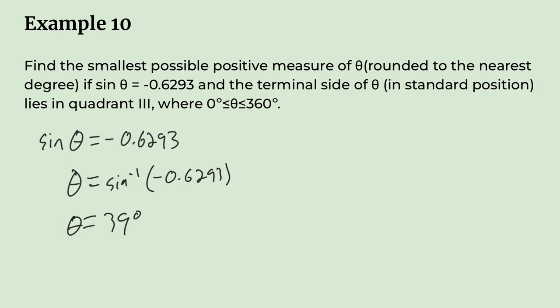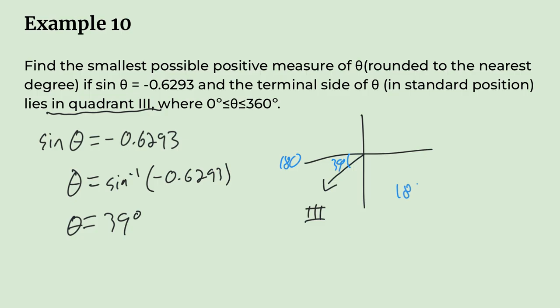Now we know that we want to find the terminal side in quadrant 3. So looking at our graph, quadrant 3 is down here. So that means our reference angle is here, 180. So we're going to do 180 plus 39, and we get 219 degrees. Now, if you did sine of 219 on your calculator, you should get the value that we started with.